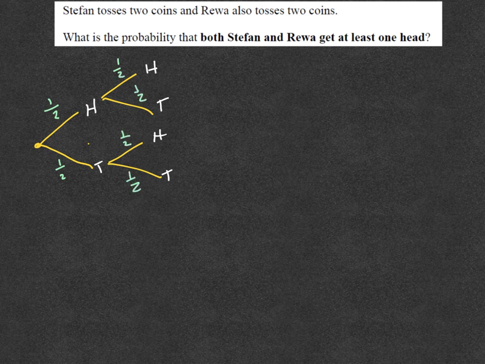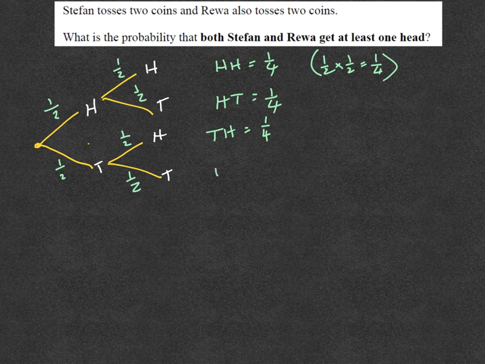And we know that half times a half, so head head, equals 1/4. Head tails equals 1/4. Tails head equals 1/4. That's a half times a half. Just write that up here: 1/2 times 1/2 equals 1/4. And then tails tails equals 1/4.